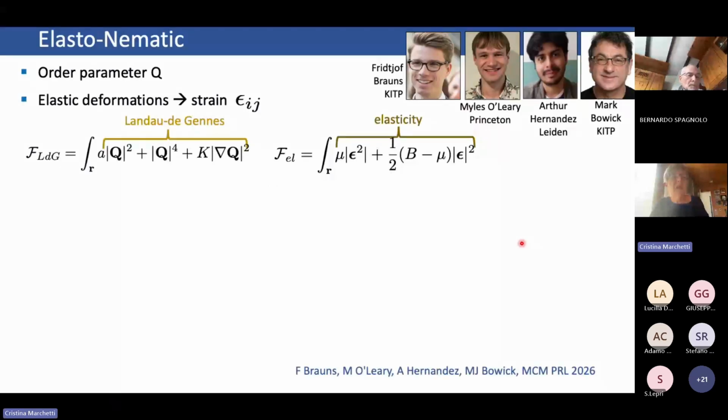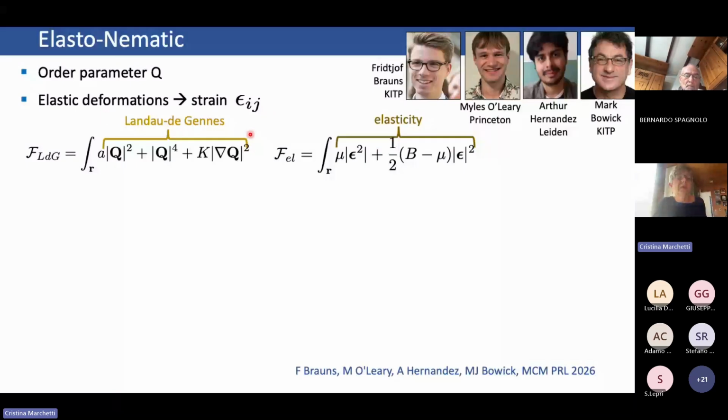To do this, I need to make the model a little bit more complicated and include some activity. I will model what I call essentially a nematic elastomer that is described, again, in terms of my order parameter Q, but now instead of flow, I couple to elastic deformation through a strain that I will call epsilon.